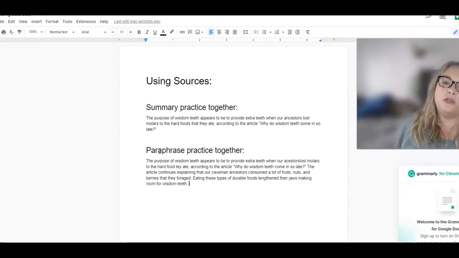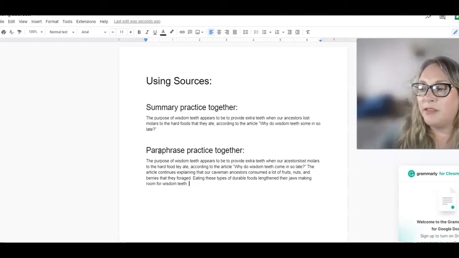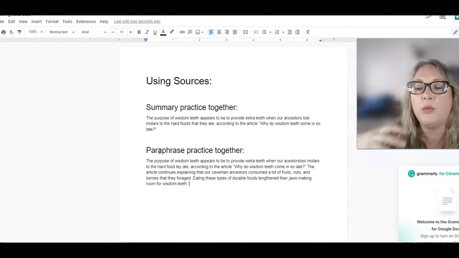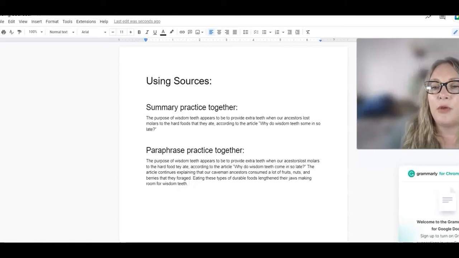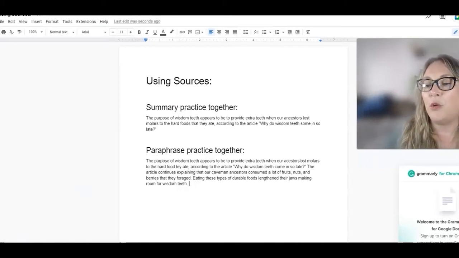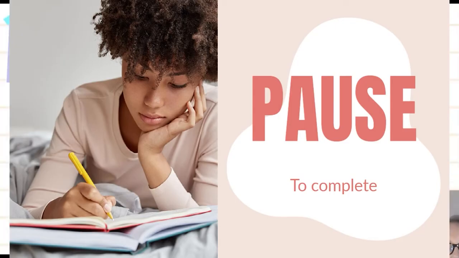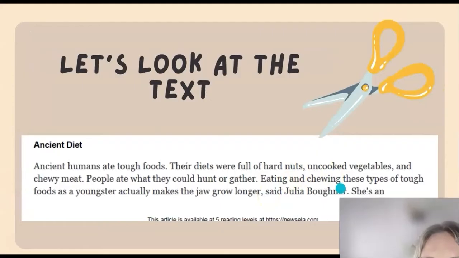Okay. So if you did yours slightly different, that's okay, but that's kind of the idea, and then we would go back and look at the text, right? How close we are and whether or not we sort of plagiarized it. Okay, so off camera, I put that on there. And here is the actual text that I looked at. Ancient humans ate tough foods. Their diets were full of hard nuts and cooked vegetables, right? And we did not really use any of the exact same words. And so I think that works, right?